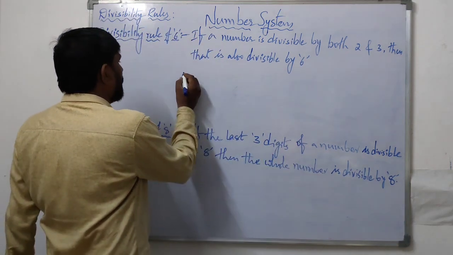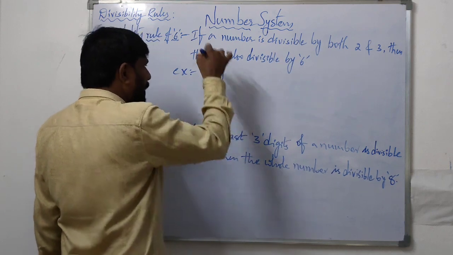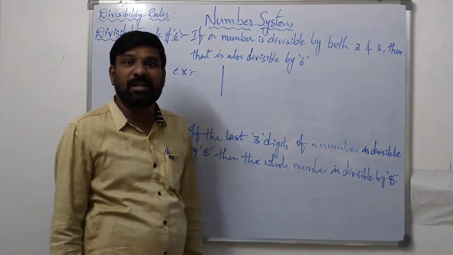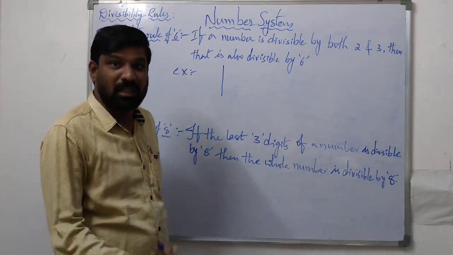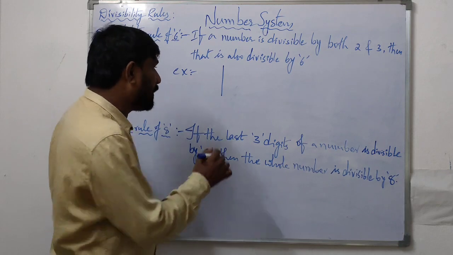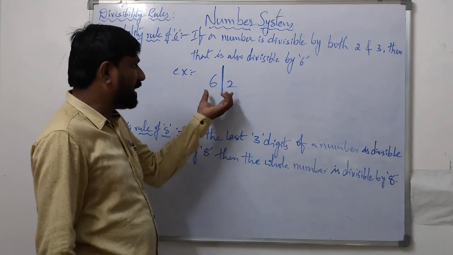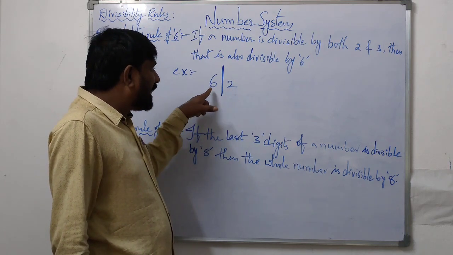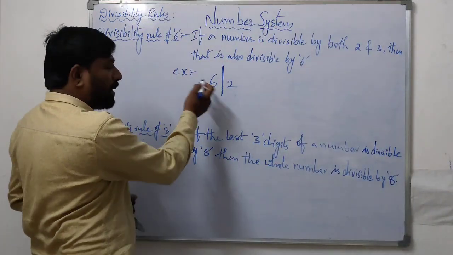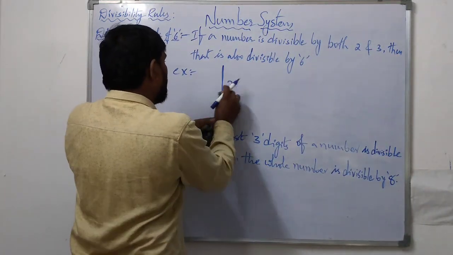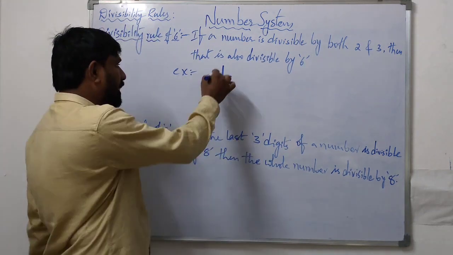Let us take an example here. See, this symbol is nothing but divisibility. What is this? Divisibility. It's not divided. Clear? Divided is different. Generally we write 6 divided by 2 like this, right? But here when 2 divides 6, we have to write 2 divides 6. This symbol is divisibility.